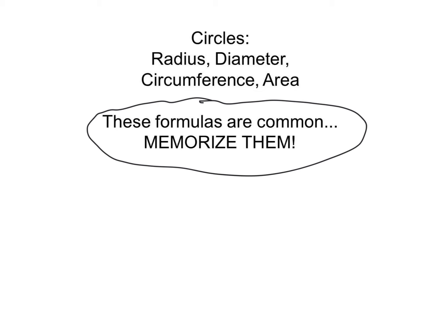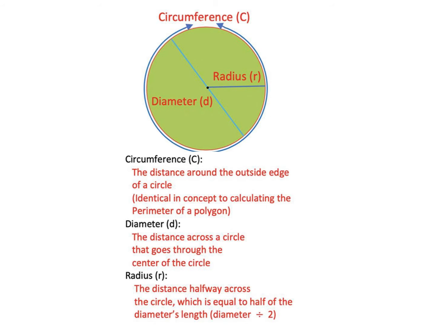They're common, so you need to memorize them, just like you had to memorize the formula for the area of a rectangle, area of a square. Hopefully you've memorized the area of a triangle: 1/2 base times height. You also need to memorize the circumference and area of a circle.